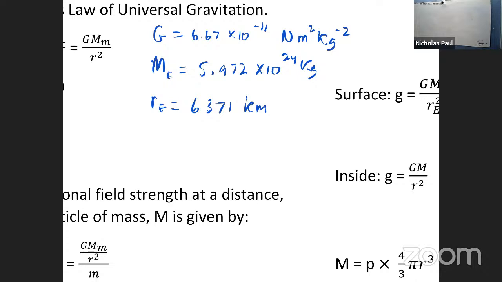You can technically just plug in those values. You should get something close. But remember, that's kilometers.